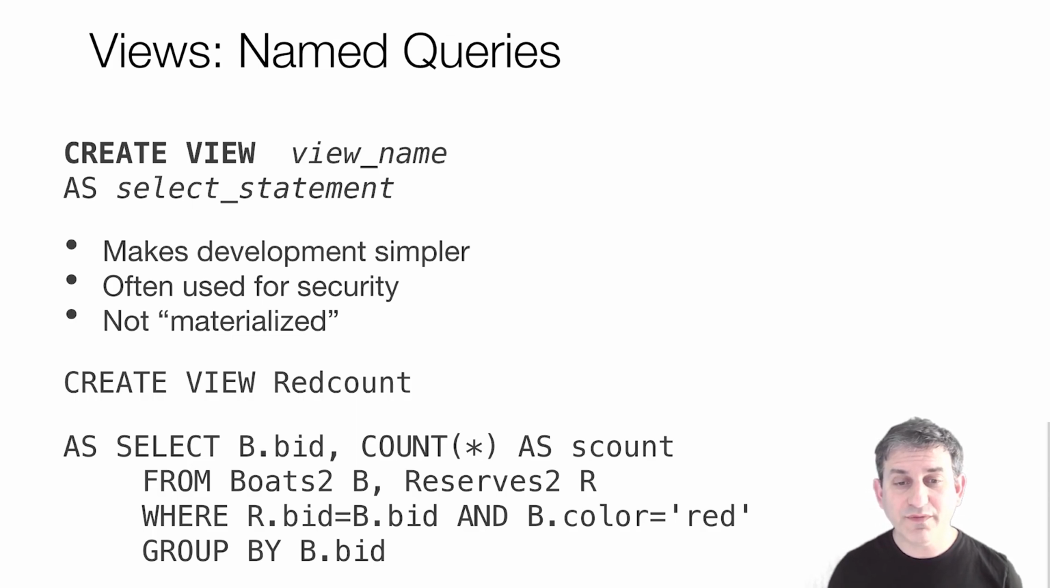Here's an example of a view at the bottom of this slide. It's called red count. And what it's going to do is count up the number of reservations for each red boat. Let's check it out. In the from clause, we join together boats and reserves. And in the where clause, we see that they're joined by BID and that we're only interested in boats whose color is red. We're going to group those by BID. And then in the select list, we see for every boat ID, we're going to return the count of reservations. And remember, these are only red boats. So this is the count of reservations for each red boat.